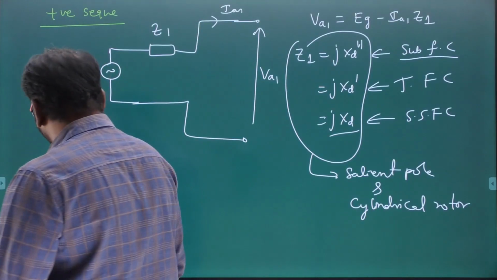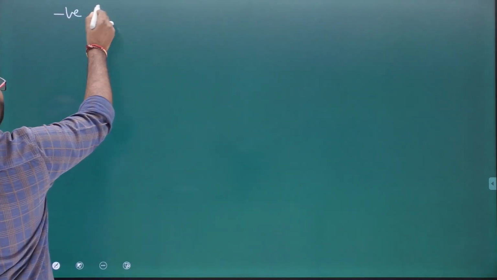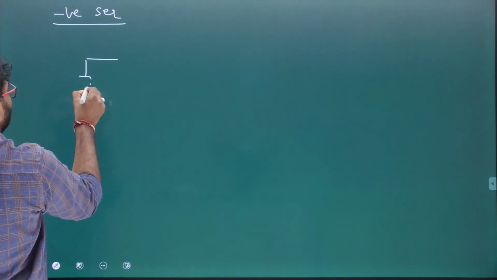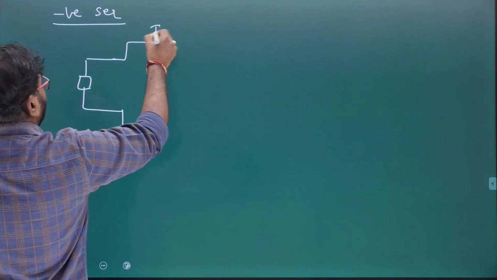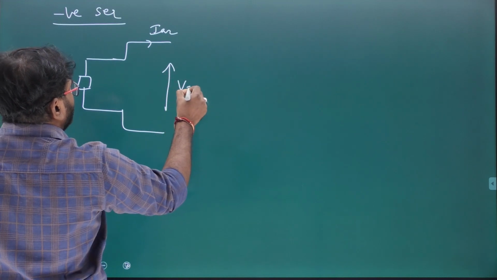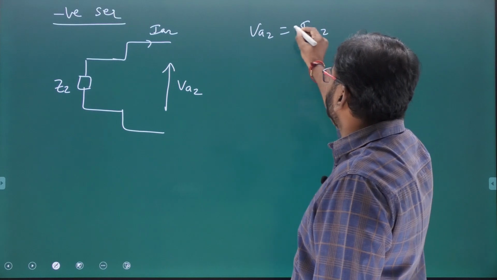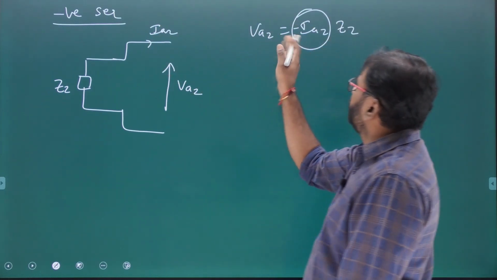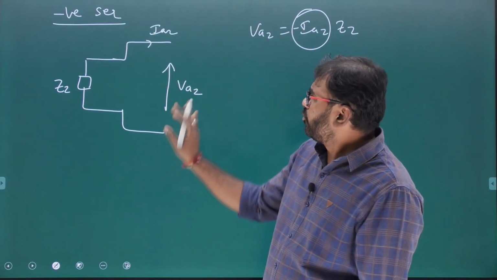Before that, if you draw the negative sequence equivalent circuit of the generator, it is simple. This is IA2, this is Z2, and this is VA2. So VA2 is minus IA2 into Z2. That means originally the negative sequence current is going into the generator. If you want to write a plus symbol, the original current direction is into the generator.